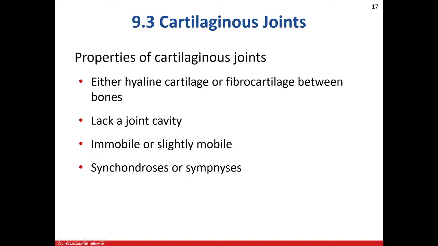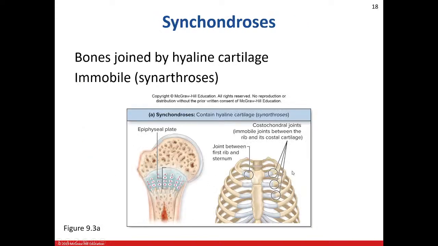A symphysis, or plural symphyses, refers to two main joint types. We've got the pubic symphysis, we mentioned in the last unit, which joins the two pubic bones together anteriorly in the pelvis. And then you also have the fibrocartilaginous intervertebral discs. And so the synchondroses are going to be made up of hyaline, and the symphyses will be mostly made up of fibrocartilage. All right, so good. So the bones joined by hyaline cartilage are immobile. These are the synarthroses. You have the epiphyseal plate. That is a cartilaginous synarthrosis.